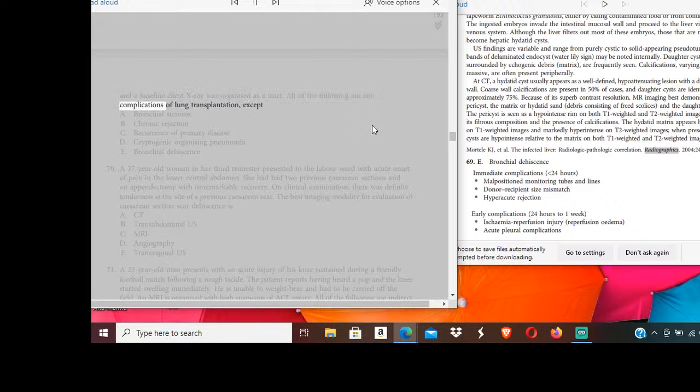All of the following are late complications of lung transplantation, except A. Bronchial stenosis. B. Chronic rejection. C. Recurrence of primary disease. D. Cryptogenic organizing pneumonia. E. Bronchial dehiscence.